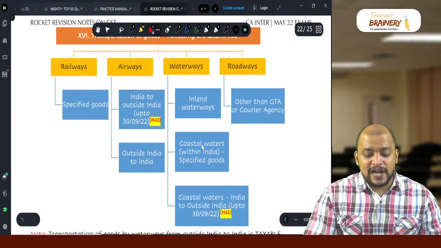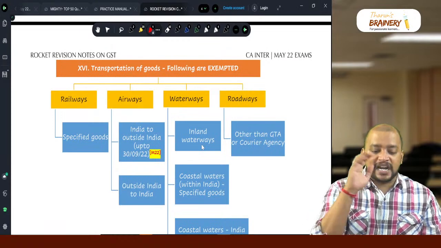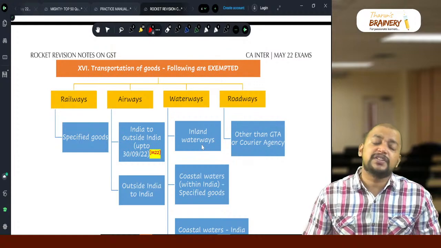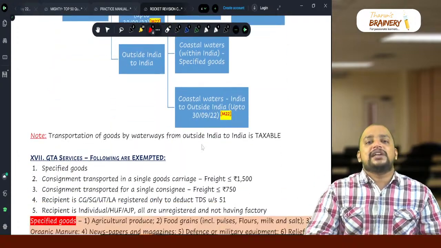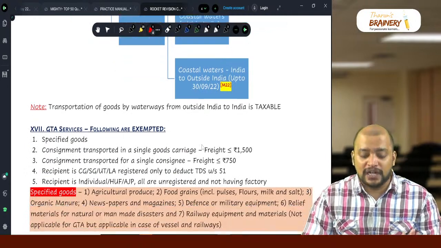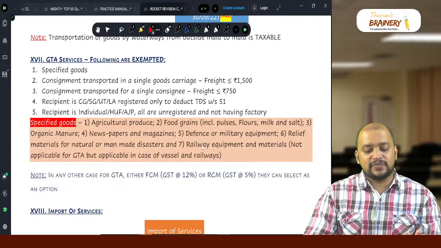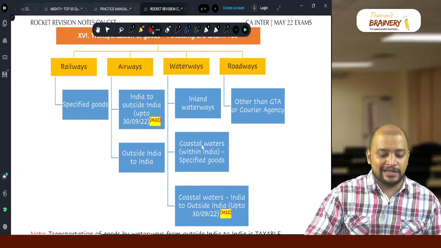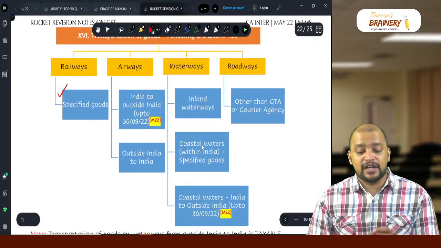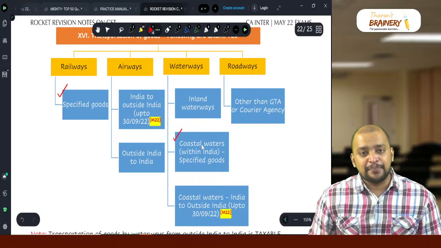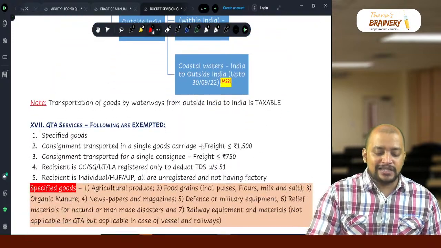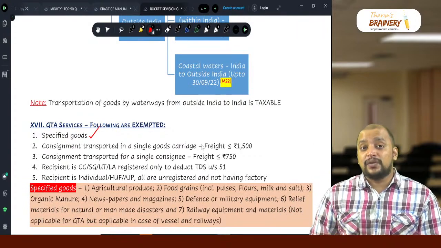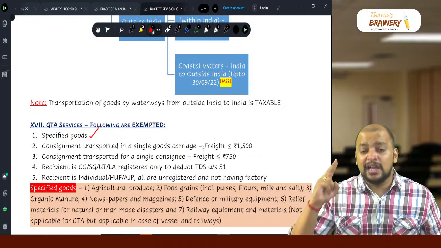Then next, transportation of goods. In relation to transportation of goods by railways, specified goods transported by railways is exempted. First, what are those specified goods? So for GTA service, there are 3 places where these specified goods will come into the picture. Number 1, transportation of specified goods by railways, and then transportation of the specified goods by waterways within India. Then GTA also you can see the specified goods. So the specified goods come in 3 places: railways, waterways, that is coastal waters between places in India, and GTA.